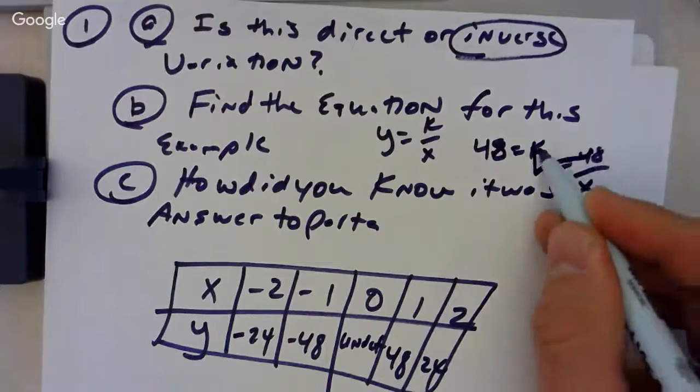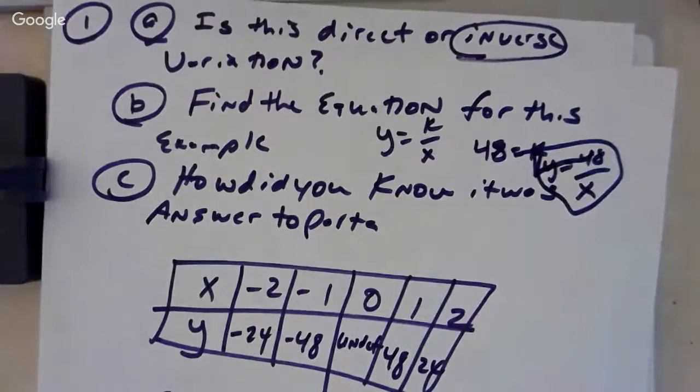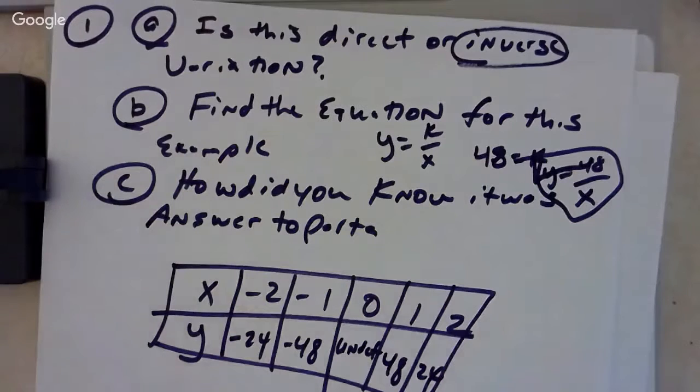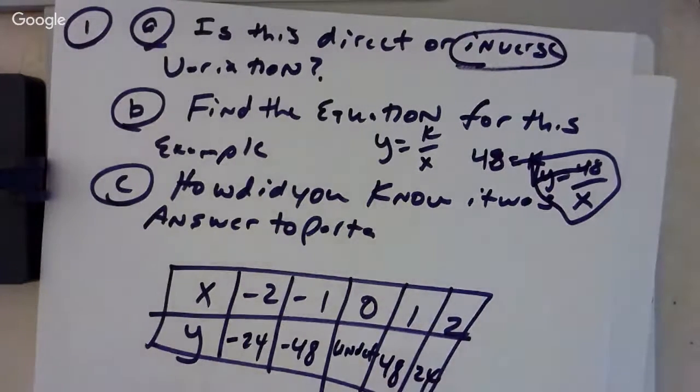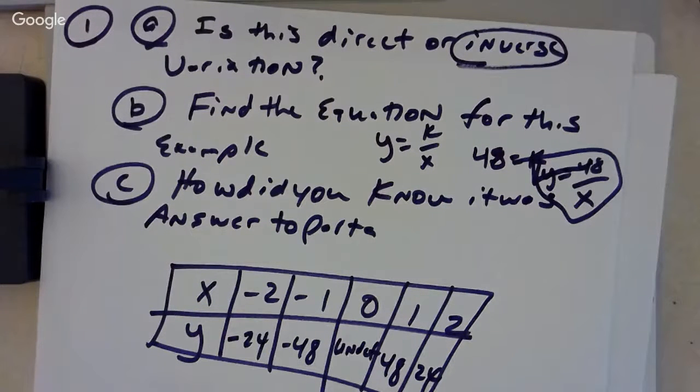Okay, so part A, inverse or indirect, 1 point. Part B, y is equal to 48 over x. If they got 48 but didn't write the equation, you can give them a half point. And then part C, how did you know? There are 2 answers you can have. What's the first one? When 0 is undefined. Another answer you can have is, when x gets bigger, y gets smaller. They are indirectly related or the inverse of each other.